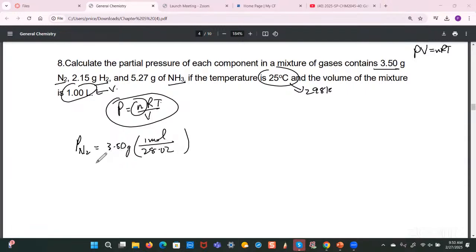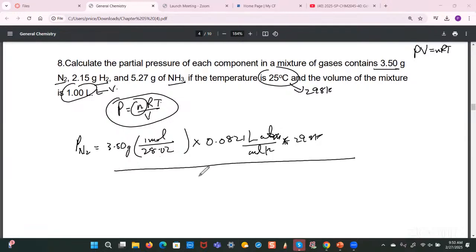So 28.02, right? This will give you the moles, and then we multiply by R, which is always 0.0821 liter atmospheres over mole Kelvin, times the temperature, which is 298 Kelvin, and then divide all of that by the volume, which is 1.00 liters. So for nitrogen, that is 3.5 divided by 28.02, times 0.0821, times 298, divided by 1. And when rounded off to 3 sig figs, the answer I got is 3.01.